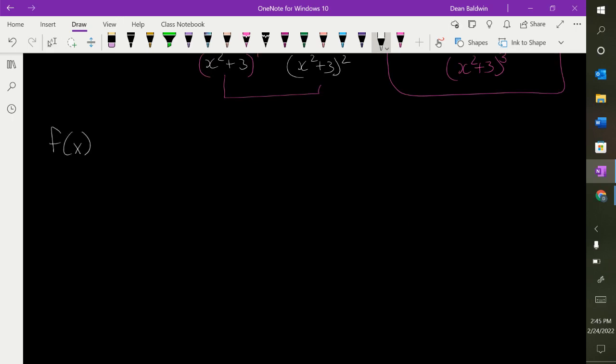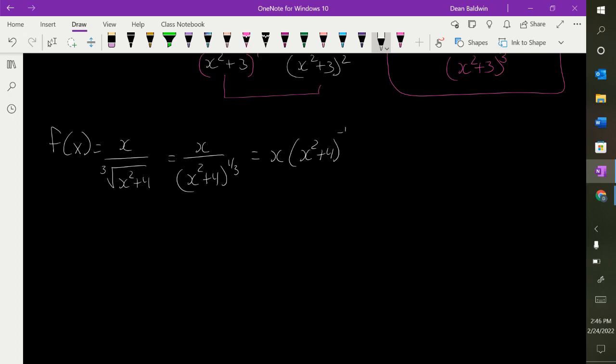So f of x is equal to x over cube root of x squared plus 4. Now, we don't like square roots, we don't like cube roots. So I'm going to rewrite it as x over x squared plus 4 to the power of a third. Now, I don't want to use product or quotient rule. I want to use product rule. So what I'm going to do is flip that up. So that's going to become x times x squared plus 4 to the negative 1/3.